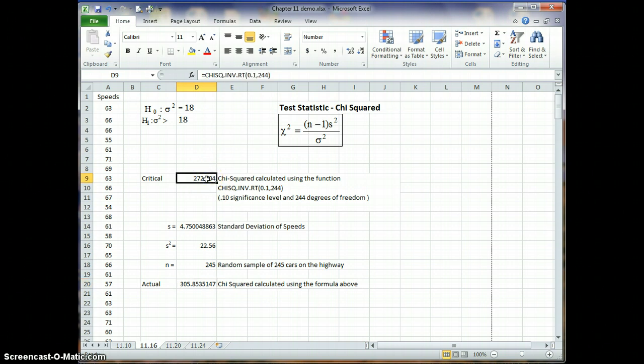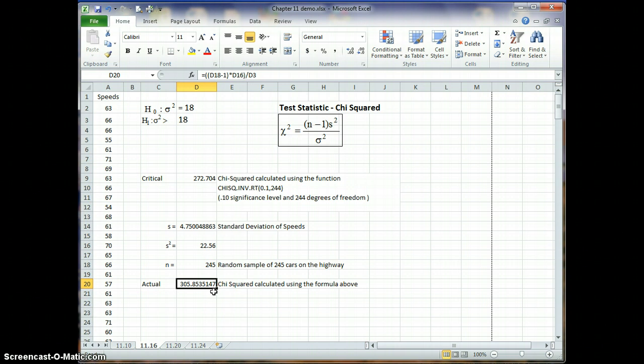we would expect that chi-square number to come in at 272, and yet our actual comes in at 305.85 for 18, indicating that it's higher. So based on that, we should be able to conclude that there is enough evidence to infer that the population variance is greater than 18.